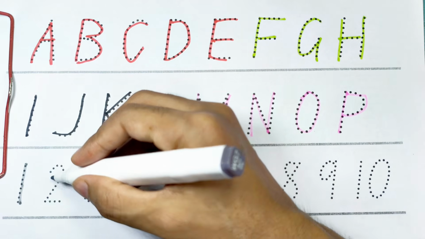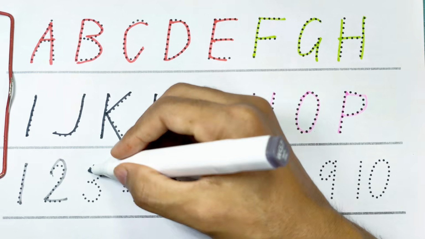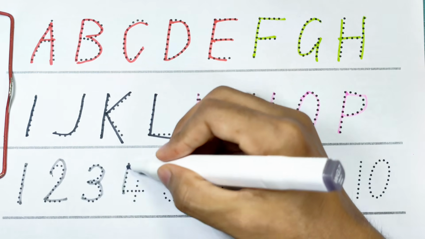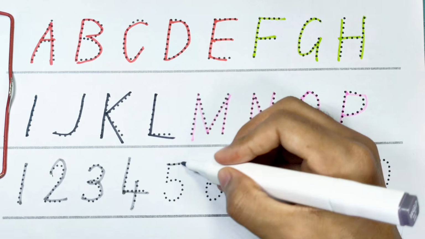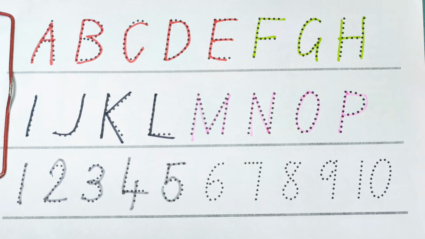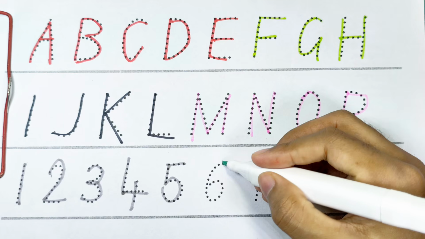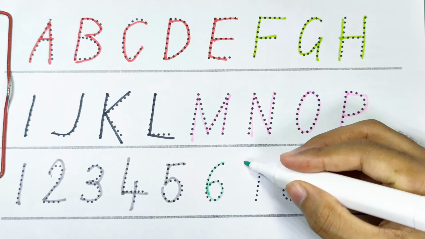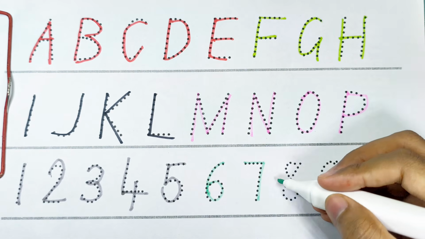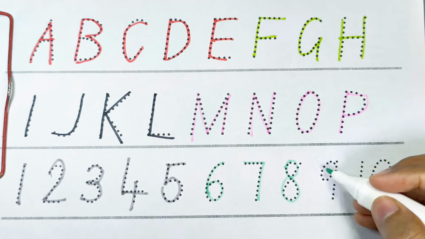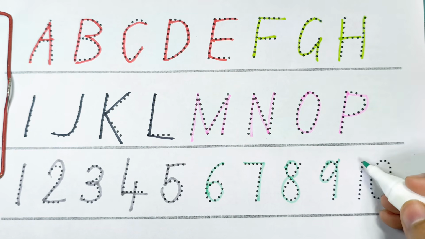1. O-N-E. 1, 2. And the next one is 3. 4. F-O-U-R. 4. 5. F-I-V-E. 5. The next one is 6. S-I-X. 6. 7. S-E-V-E-N. 7. 8. And the next one is 9. And the last one is 10.